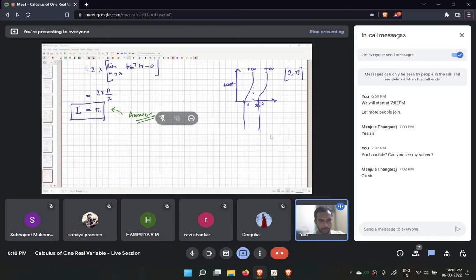So we are done with all the problems today. So please let me know if you guys have any doubt in any of the problems. If not, then we can end today's session. Sir, please explain this graph once again, tan x graph.